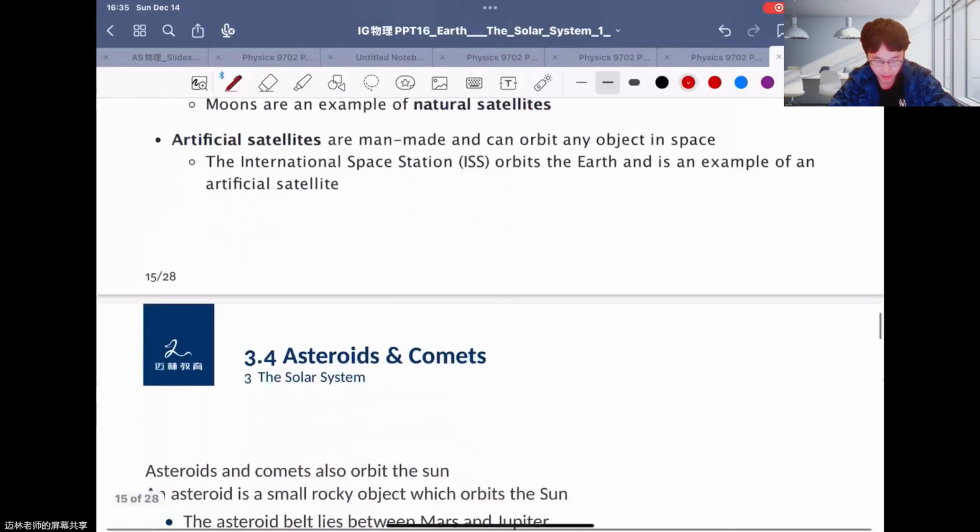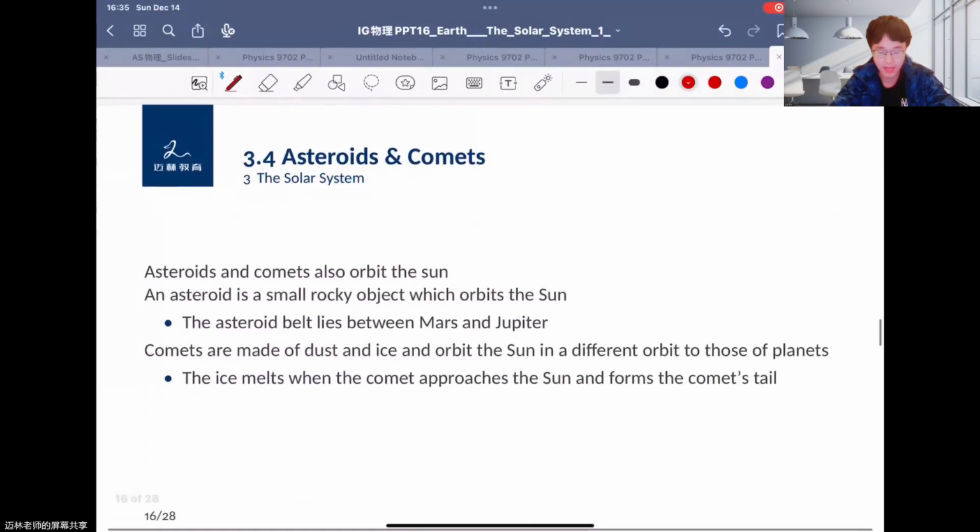Here, we also have asteroids and comets. Every 79 or 80 years, some comets and asteroids come near the Earth, so we can observe them. Asteroids and comets are very small pieces or very small bodies that orbit the Sun. The asteroid belt lies between Mars and Jupiter, and there are also some asteroids and comets elsewhere in the solar system.